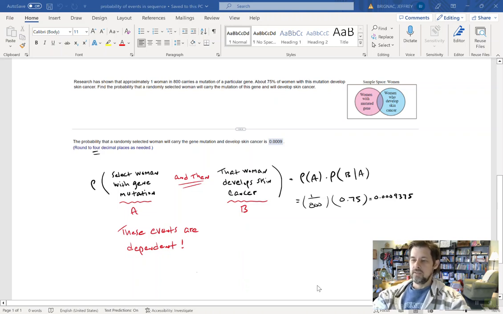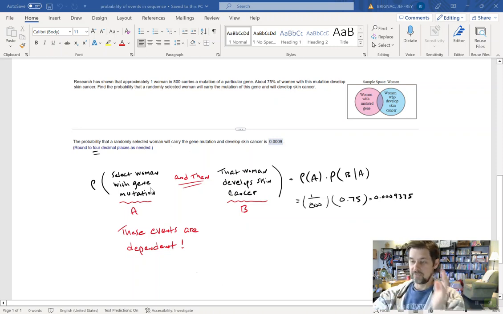Hello everybody. Here's a problem that came to my attention today, and it is from my math lab. I've taken a screenshot, copied it onto my document here. We're given some data, and it says about 1 woman in 800 carries a mutation of a particular gene. Okay, so we'll just accept that. 1 in 800 women carry a mutation of a particular gene, and about 75% of those women eventually develop skin cancer.